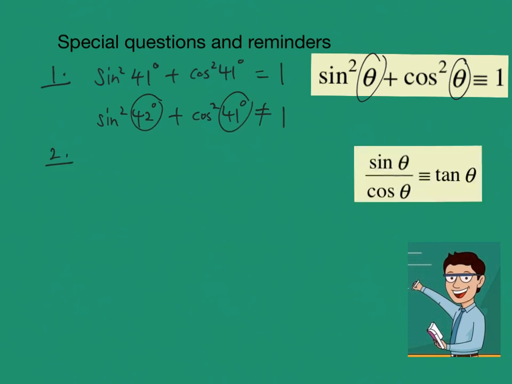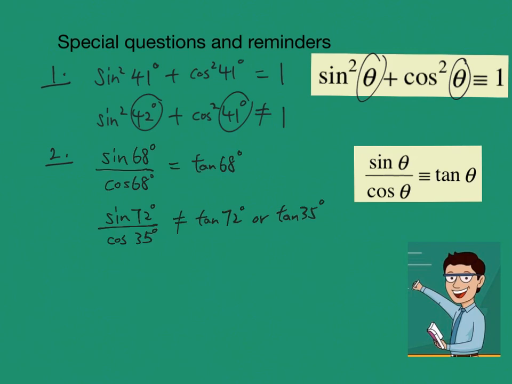Then, can I apply the same concept to the first identity, sine over cosine equals tangent? Yes, we can. For example, look at the first one, sine 68 degrees over cosine 68 degrees. You can change it to tangent 68 degrees because the two angles are equal. Look at this line. If the two angles are not equal, one is 72, one is 35 degrees, you cannot change it to tangent 72 or tangent 35 degrees.